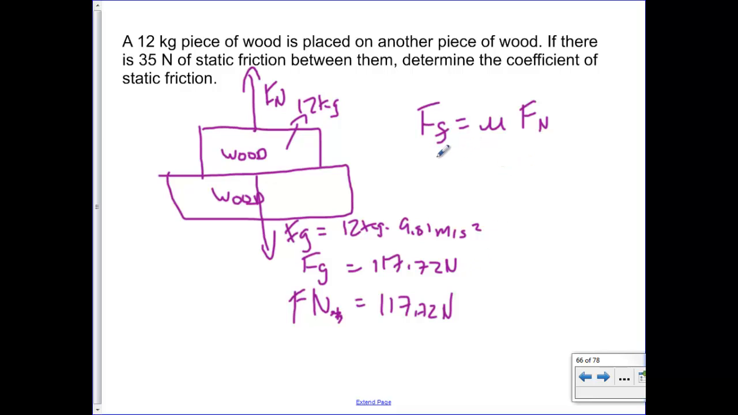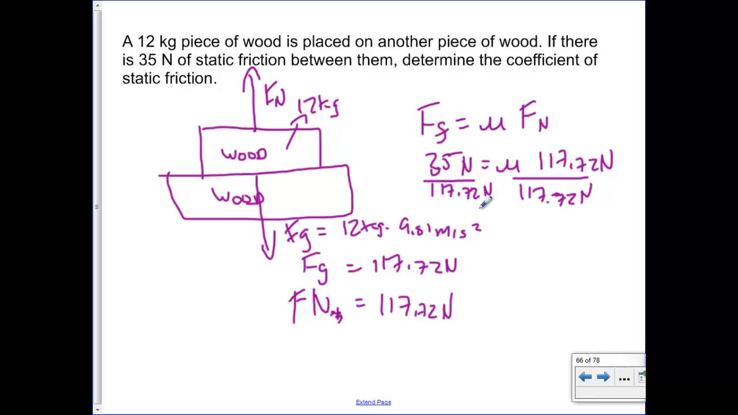So I'm going to tell you how much friction there was. If there's 35 newtons and you're looking for the coefficient of friction, how do you get this little mu symbol by itself? Just divide it out. What would the units be on the coefficient? Good question.